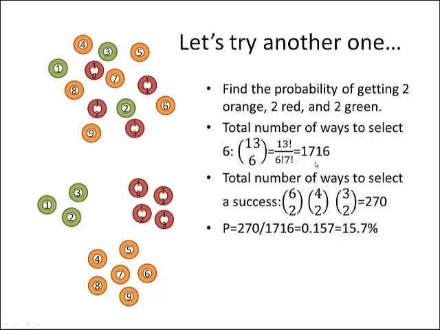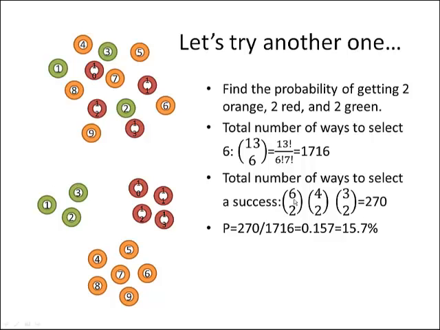All right, so now what are the total number of ways to select a success? Now I think the easiest thing to do is just kind of picture that they're in their own little piles. And so you have a pile of 6 orange here, and you want 2 of them. You've got a pile of 4 reds and you want 2 of those. And you have a pile of 3 green and you want 2 of those.